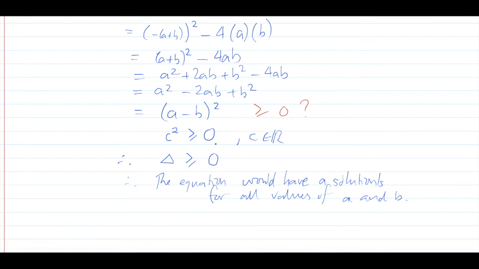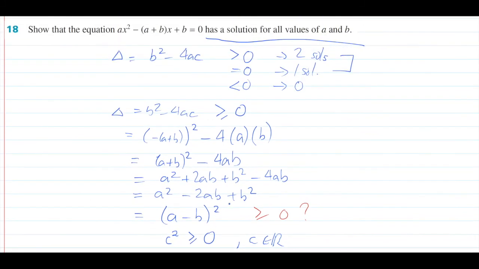So it doesn't matter what a and b is. a can be 5, b can be 10. a can be 2 and b can be 0. a can be 1 and b can be 1. No matter what values of a and b you get, when they subtract each other but then squared, you would always have a discriminant that is bigger or equals to 0, and therefore you have a solution at the very least. Okay guys, so that is how you solve question 18.